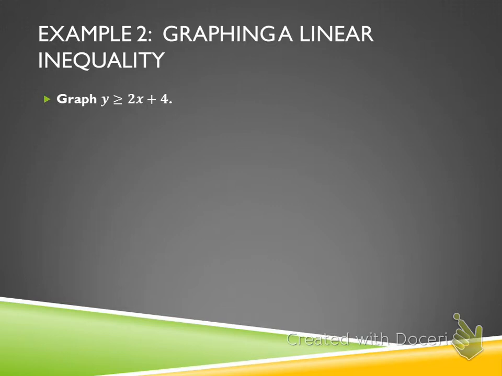It says graph y is greater than or equal to 2x plus 4. I do not need you to do this one on your graph paper, but I do want you to identify your y-intercept and your slope. Go ahead and identify those 2 points. All right, so pretty easy, but y-intercept is going to be what? 4. And then my slope is what? 2 over 1 or just 2. Okay, so here's how that looks.